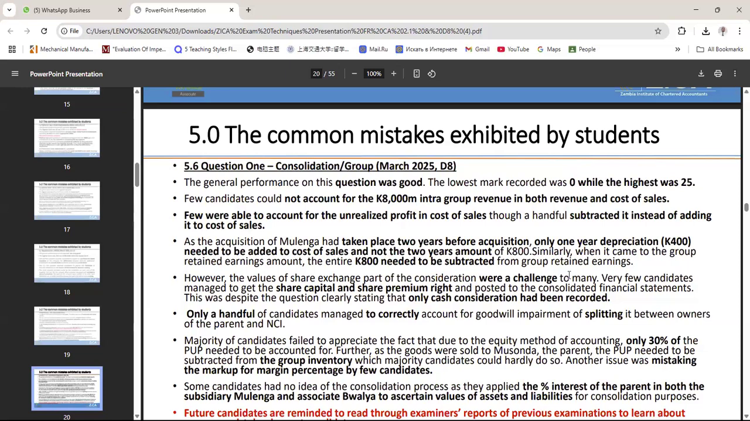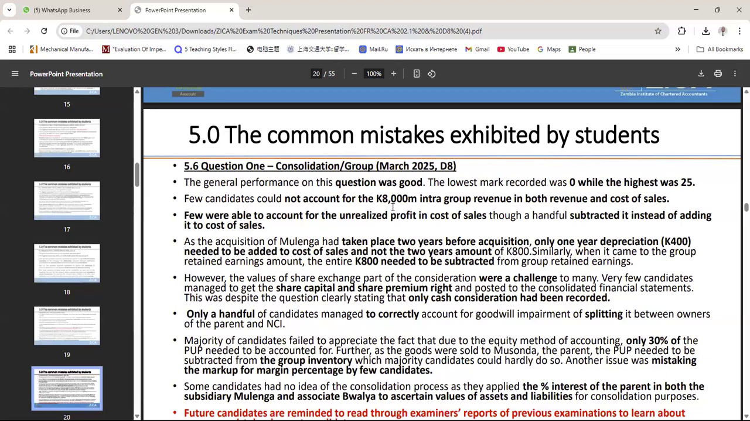Now let's see here. They are saying few candidates could not account for intragroup trading in both revenue and cost of sales. Parent and subsidiary, which we refer to as a group, we consider to be a single economic entity. It's one. So any income or expense within the group must be removed. In this case, there was a sale of 8,000. The correct treatment, from the point of view of the selling company, is to remove 8,000, half mark.